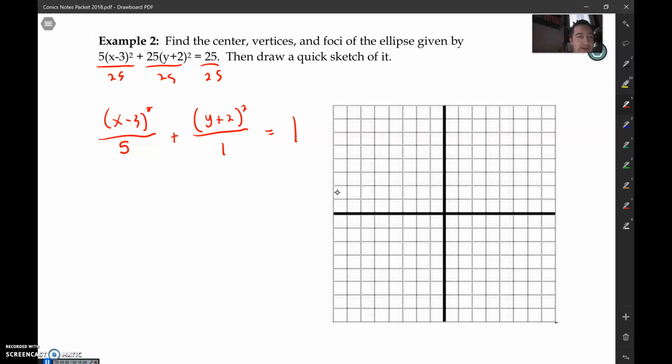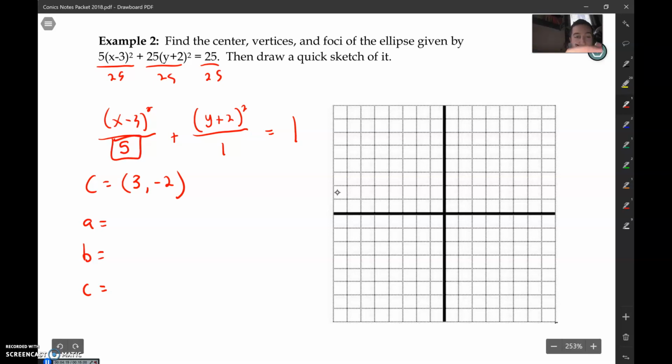So we need to find the center. The center is h, which is a 3, comma k, which is a negative 2. So there's my center, 3, negative 2. Then we need to find A and B and C. Remember, A is the bigger of the two. And A is not 5. That's A squared. A is the square root of this number. So A is root 5.